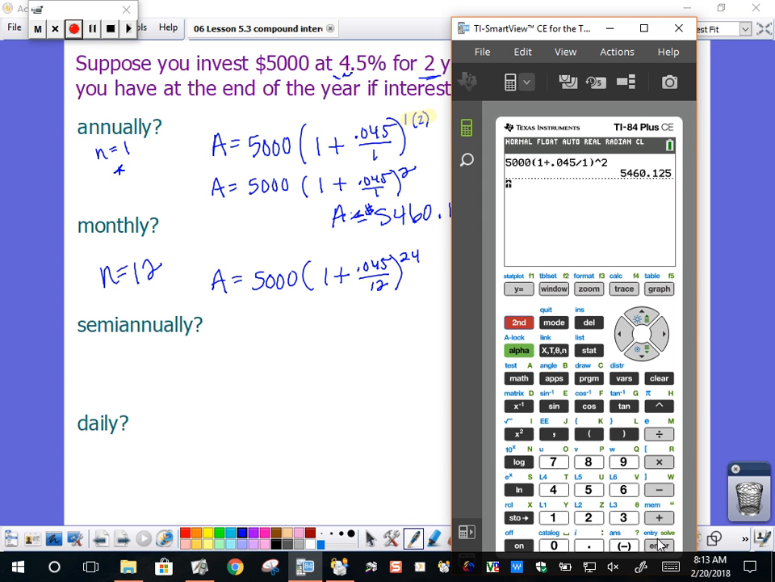Here's what it's going to look like in the calculator. If you hit second enter, it'll bring up the same screen, the same thing we just typed in, and now I just need to change the 2 to a 24. Oh no, I need to go back here and change this one as well. Hold on one second. I can insert. So this n changed to a 12 and the exponent changed to 24. So in this case, we'd have $5,469.95.